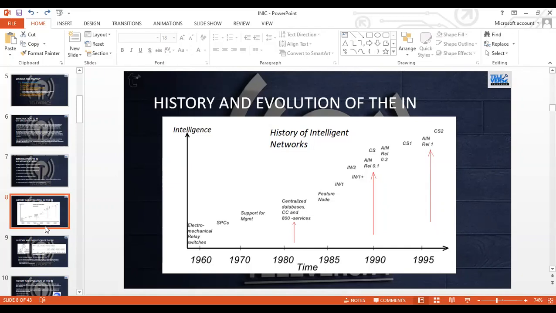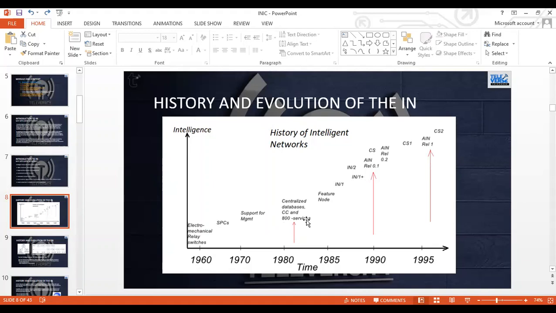So the SPCs, even though they were programmable, were not modular. They couldn't be rolled out for several services at a time. It was service specific. All right. Okay, so that was around the mid 1960s, and then moving on, around 1980 thereabouts.